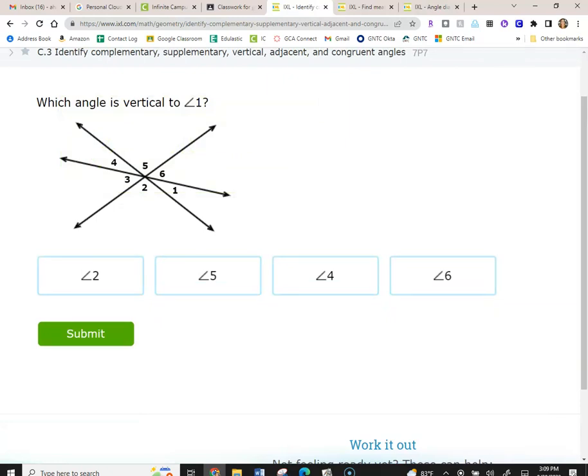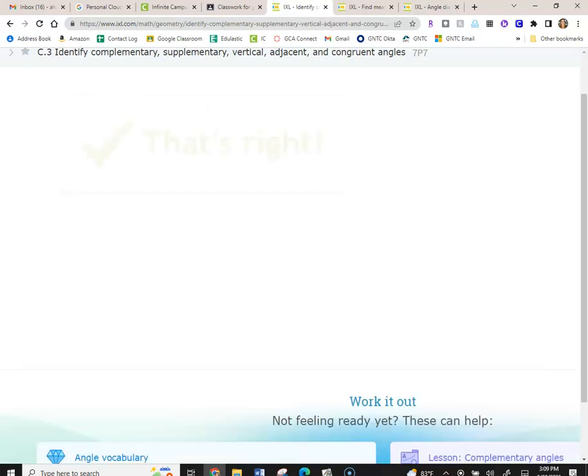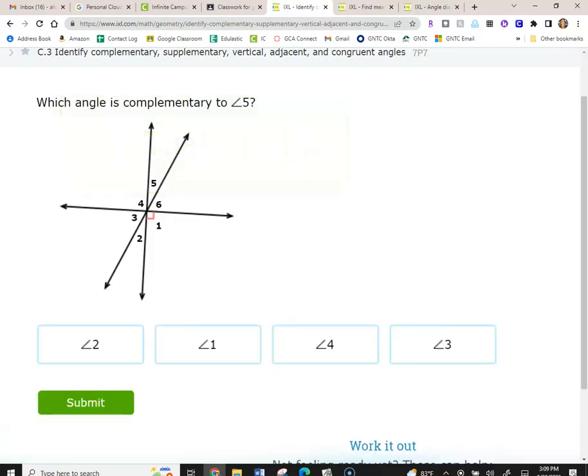What's vertical to 1? 4. Does everybody agree that it's 4? Yes. Y'all agree? 6. It's 4. So, you thought 6 because of this, right? Oh, wait, it's not.